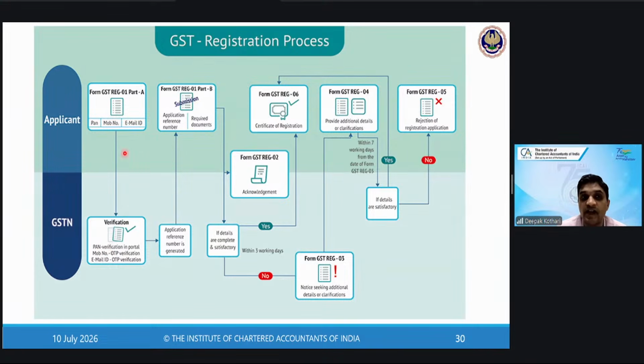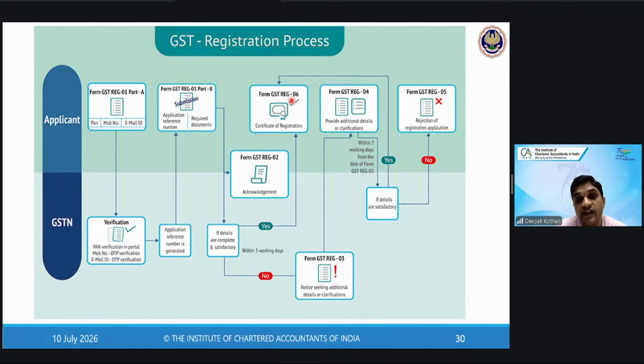So the first step is REG01 Part A, then the second is REG01 Part B, wherein you provide complete information. In Part A, only basic information, only three things. In Part B, complete information. Once you submit everything, all your address proof, your director's proof, your registration, your rental agreement for the basic address, all those documents, then you will get an acknowledgement.